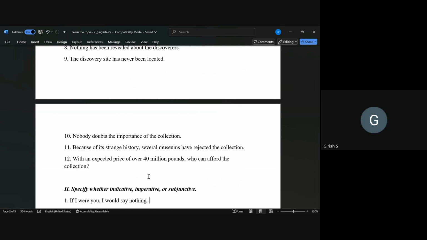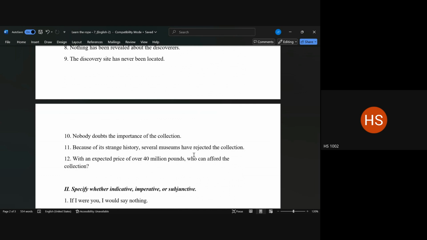Okay. 11th one: because of its strange history, several museums have rejected the collection. This is active, right? Have rejected is the present perfect form of the verb. So this is an active sentence.